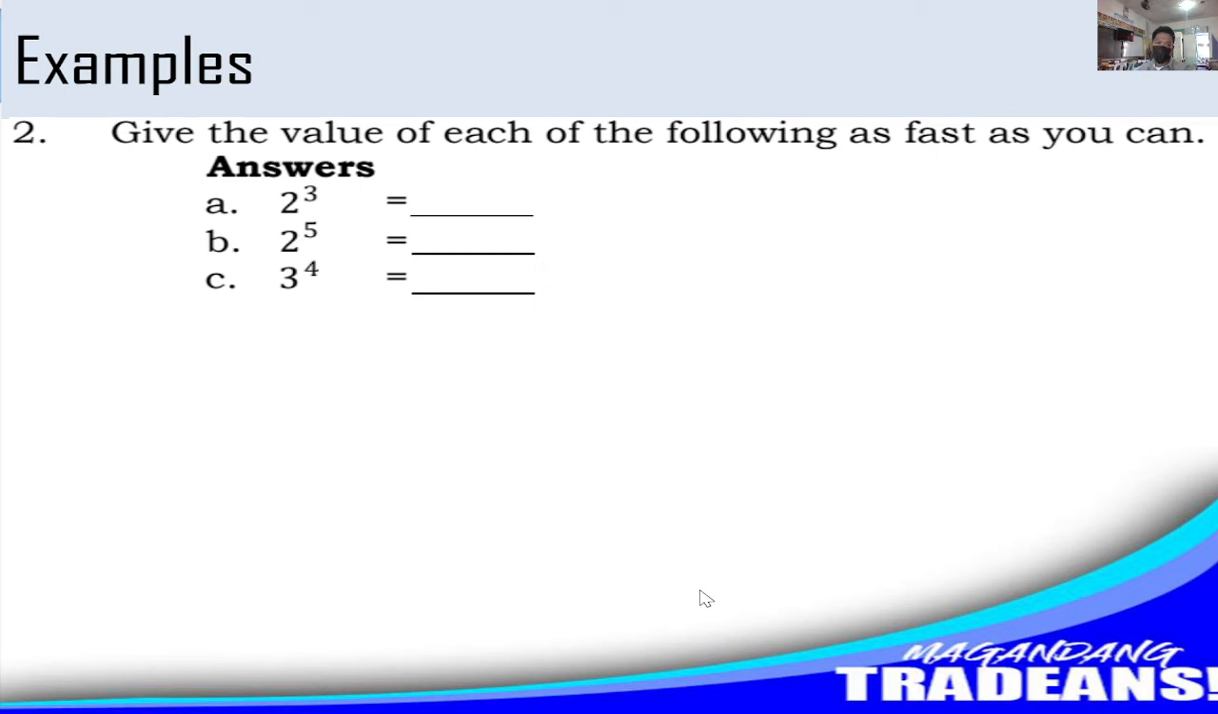Another example. Give the value of each of the following as fast as you can. Okay, post nyo muna, then sagutan nyo po. Okay, so thank you. So, we now have 2 times 2 times 2. That is equivalent to 8. 2 times 2 times 2 times 2 times 2. 5 beses daw. 2 times 2 times 2, 8. Times 2, 16 times 2, 32.